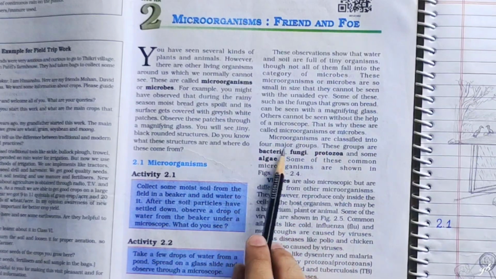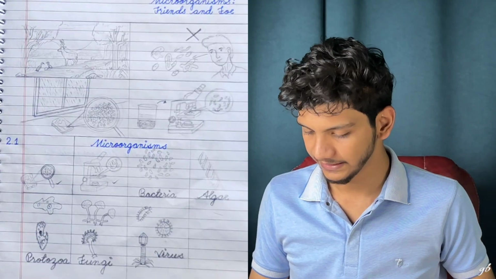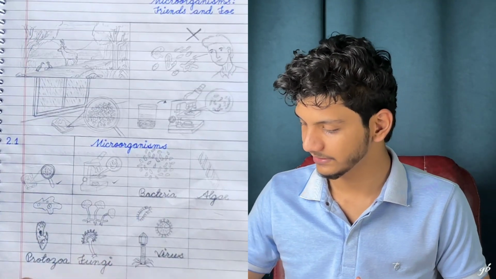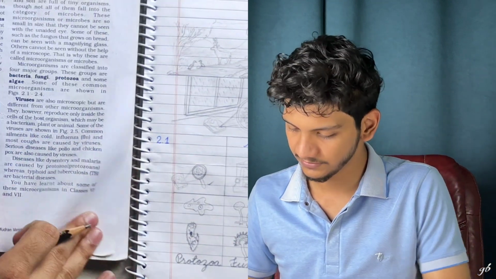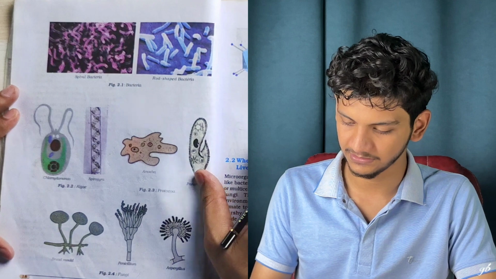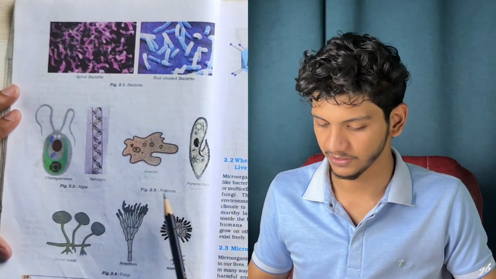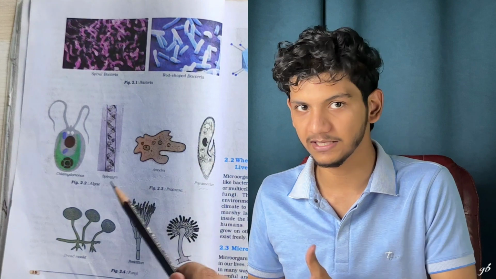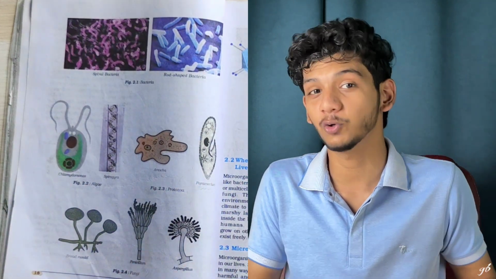Microorganisms are classified into four major groups. These groups are bacteria, fungi, protozoa, and some algae. So here are four names. I could have also just written their names, but I have drawn their pictures as well. I have drawn their pictures with the help of this book itself. There are pictures of all of them. Here are bacteria, here are algae, protozoa, fungi, and virus as well. So you can take the help of the book as well. It doesn't have to be all from your mind, something that you haven't seen already.